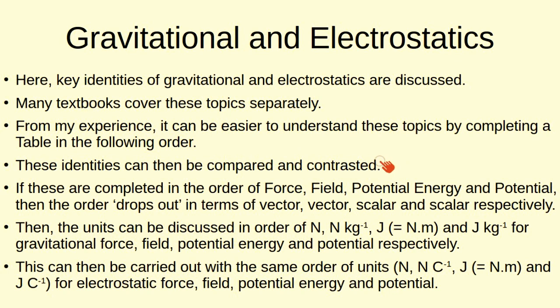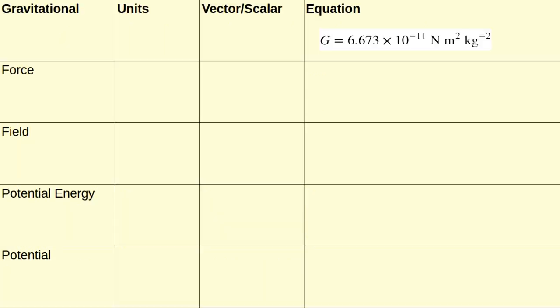If these are completed in the order of force, field, potential energy and potential, then the order drops out in terms of vector, vector, scalar and scalar respectively. Then the units can be discussed in order of Newton, Newton per kilogram, joule, which is a Newton times a meter, and joule per kilogram for gravitational force, field, potential energy and potential. This can then be carried out with the same order of units, Newton, Newton per coulomb, a joule, which is a Newton times a meter, and joule per coulomb for electrostatic force, field, potential energy and potential.